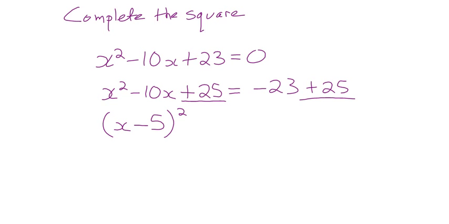So now this side is now this, right? X squared minus 10x plus 25 is x minus 5 quantity squared. And what's this side? 2. And now how do we solve this? Take the square root of both sides, right? Giving me x minus 5 is equal to plus or minus, very important, root 2. So what's x equal to?